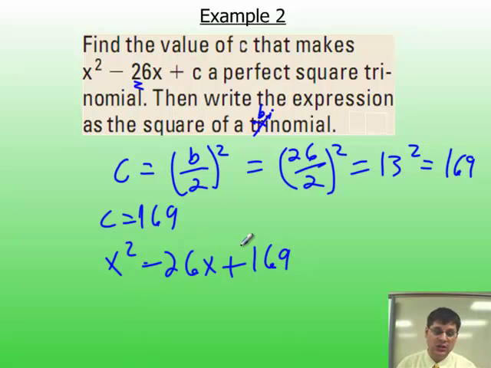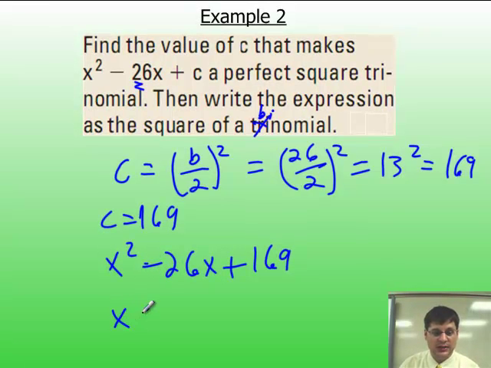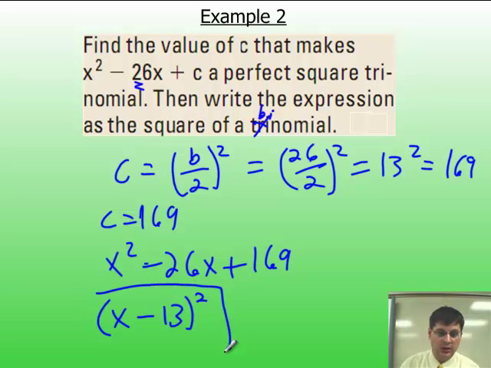Well, x squared is a perfect square. That's x times x. 169 is a perfect square, 13 squared. And if you double 13, that's going to give you 26. The minus sign in front of the 26 tells us it's going to be x minus 13 as opposed to plus. That's going to be x minus 13 squared. And so that is going to be the square of our binomial.